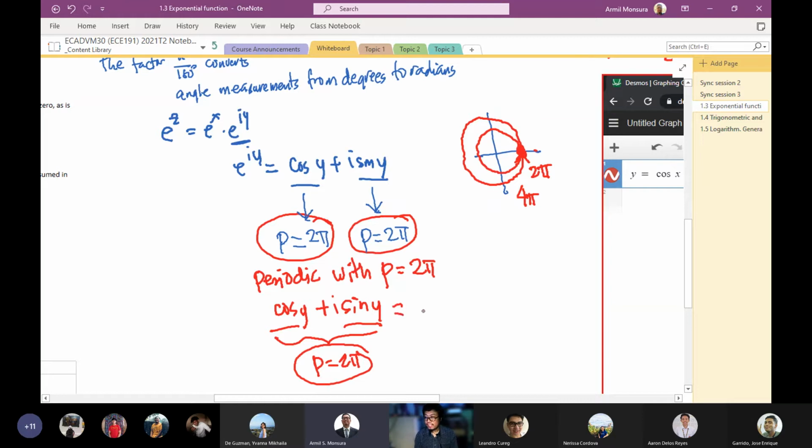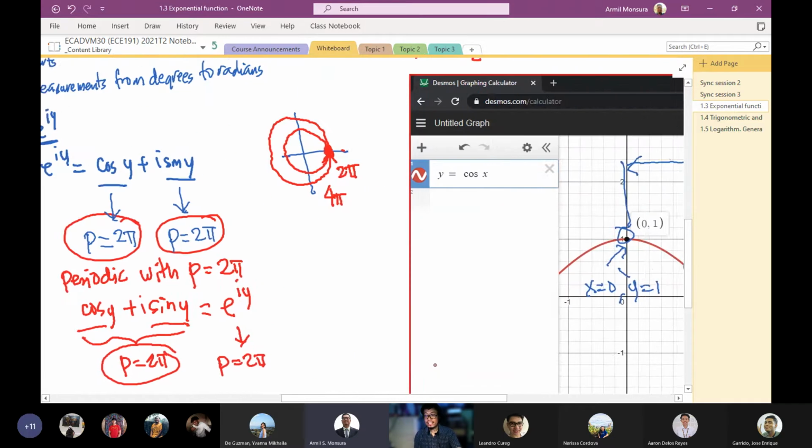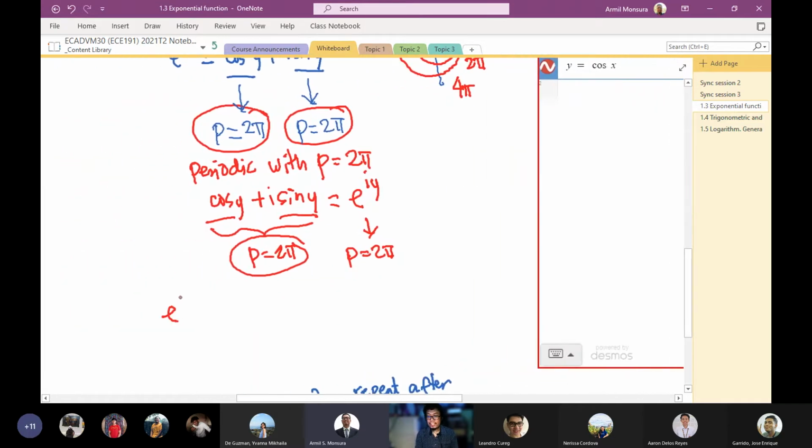That also means that the number e raised to iy is also periodic with a period of 2 pi. That means yung e raised to 2 pi I points to the same location as to where e raised to 4 pi I points to. Parehong point yung tinutukoy nito at saka nito. So parehong number yan, therefore they are equal.